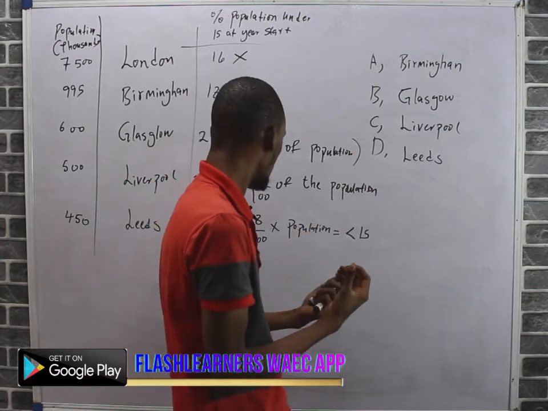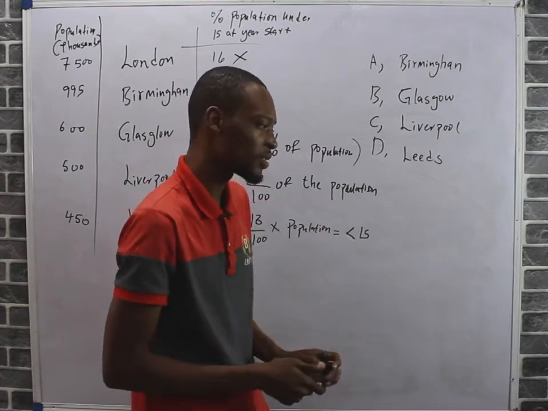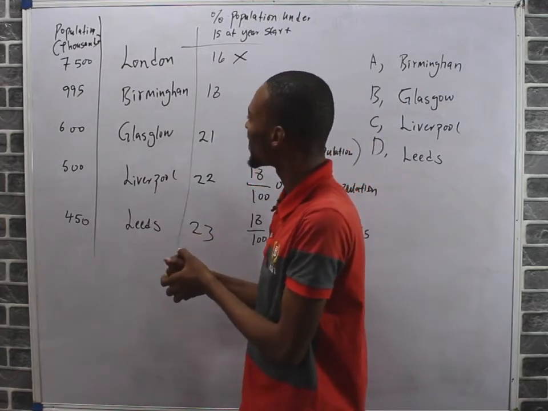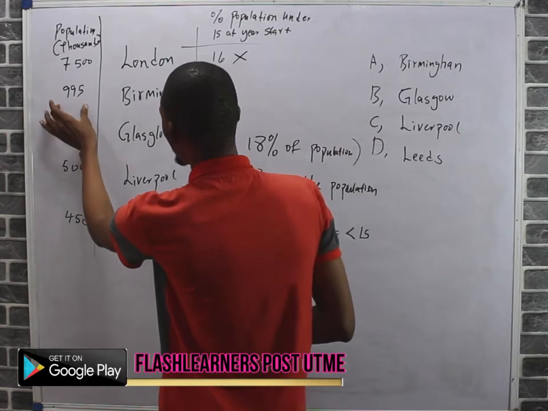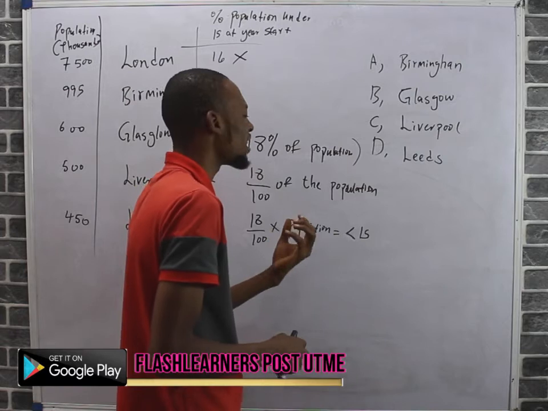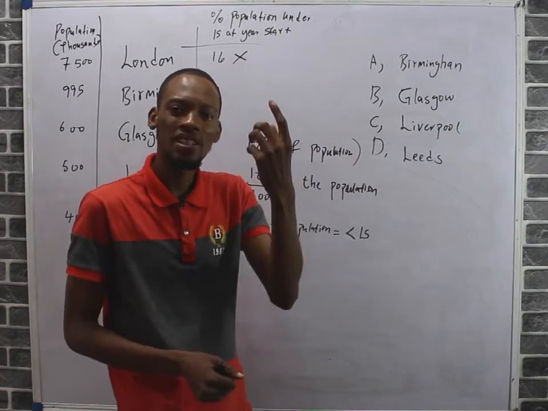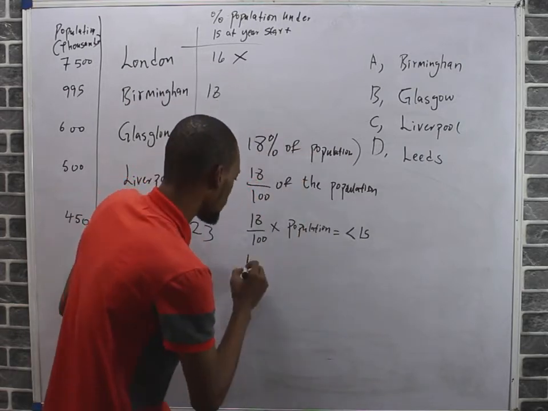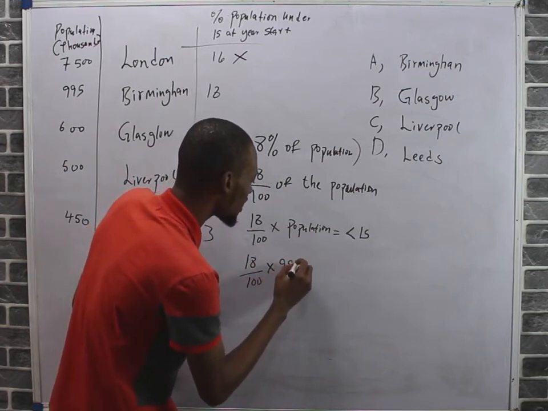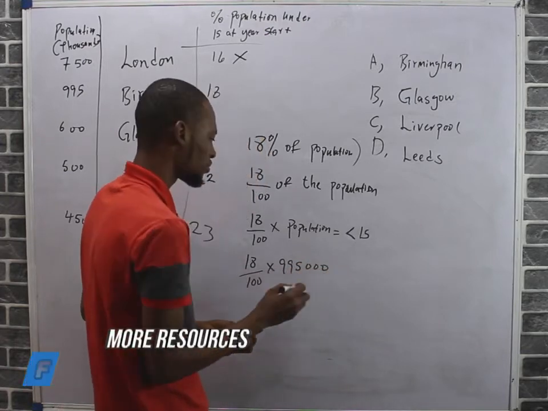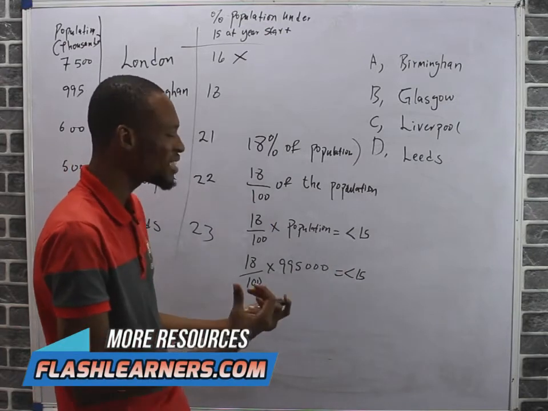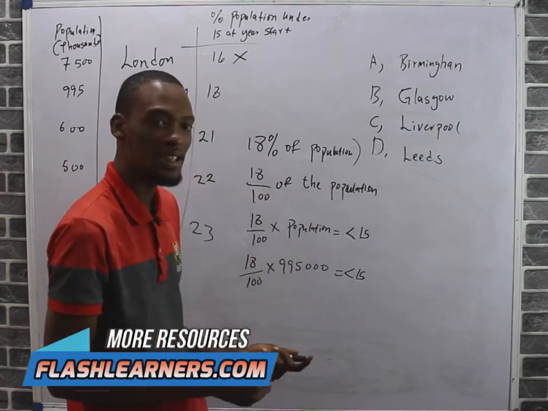If 18% of the population are under 15, first of all, what is the population? In Birmingham, the population is 995, and remember, it is in thousand. This means the population in Birmingham is 995,000, which means 18% of 995,000 equals under 15. And anytime you see many zeros in a calculation, you don't need to panic.